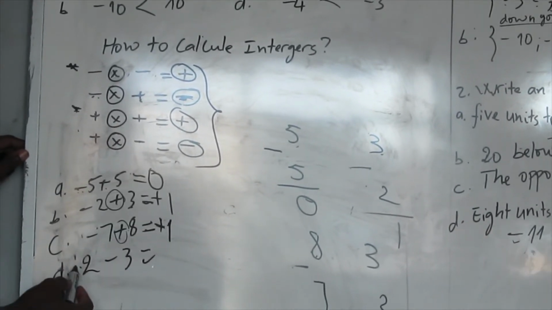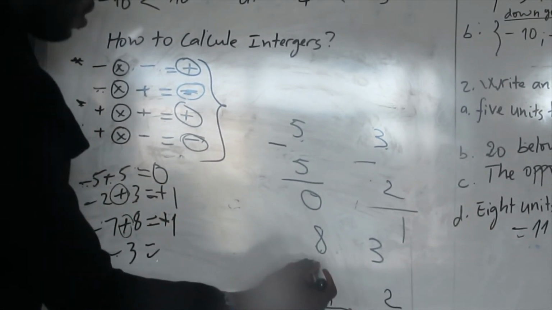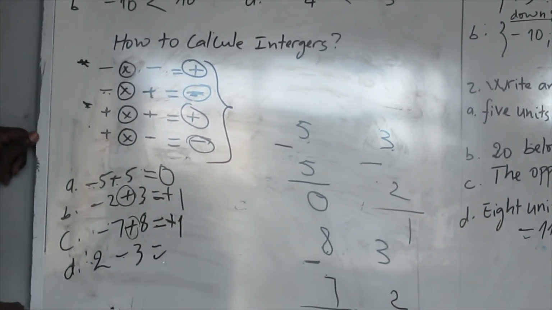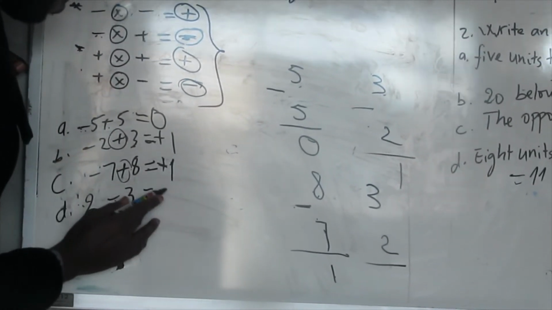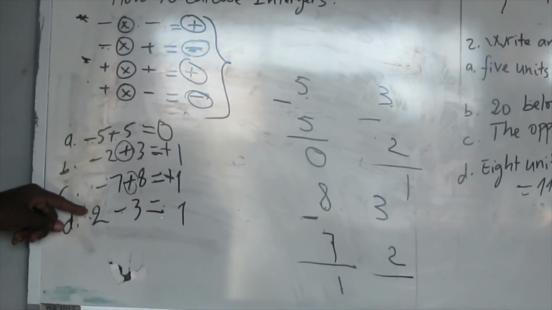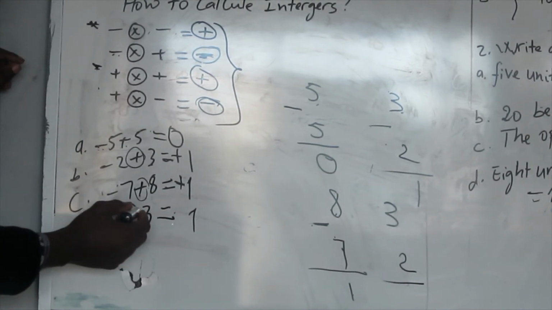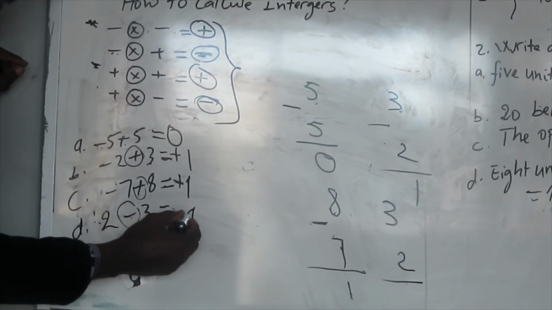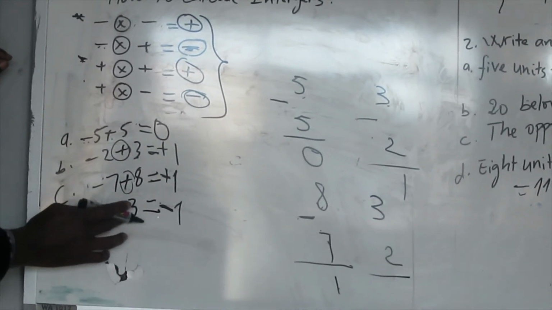So we have positive times negative. Positive times negative equals negative. So now the calculation here is negative. 3 minus 2 equals 1. So the answer here is 1. But let's look at the sign now. We always take the sign of the bigger number. Remember, the sign of the bigger number here is negative. So the answer is negative 1.